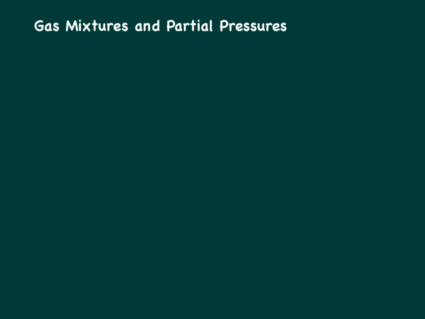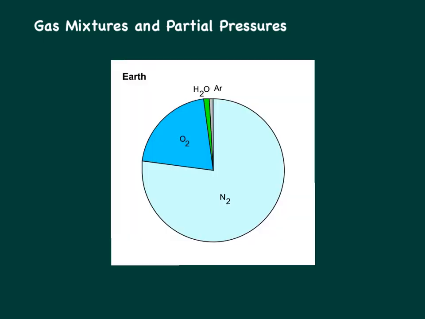At the beginning of Chapter 10, we mentioned that our atmosphere was mostly comprised of a mixture of gases, mainly nitrogen and oxygen, and a few of the noble gases. But look, we also have a little bit of water vapor present in our atmosphere also, and that does contribute to the overall pressure exerted by our atmosphere.